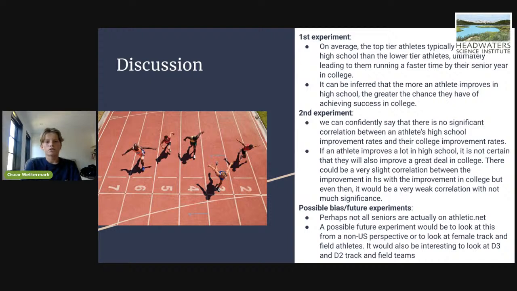A possible future experiment would be to look at this from a non-US perspective. Athletic.net is mainly US athletes, so there's not many athletes from other countries. So it'd be nice to look at other countries. But it would also be nice to look at the female track and field athletes, or to look at D3 and D2 track and field teams, because in this project, I only looked at D1 athletes.